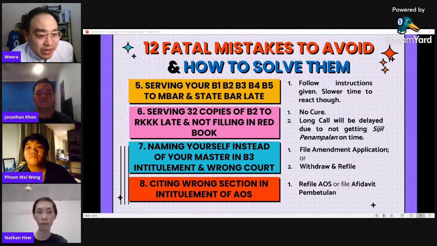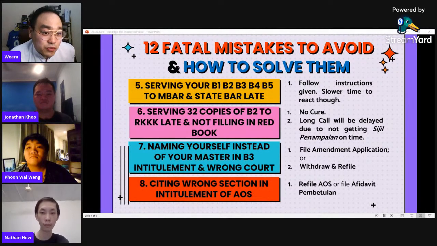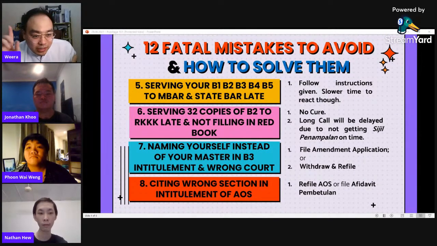Okay, of course you can file your amendment application, but no one files an amendment application for Borang 3 because it is a waste of time. It is much better to withdraw and refile. Of course, as I said just now, if you do this, cost will be wasted, time will be wasted. Your master won't be happy with you. Okay, to avoid this problem, always follow the sample, I believe it's in my BrainyLaw website. It's also, I believe, drafted by KL Bar or the state bar before. So pupils must keep that in mind.